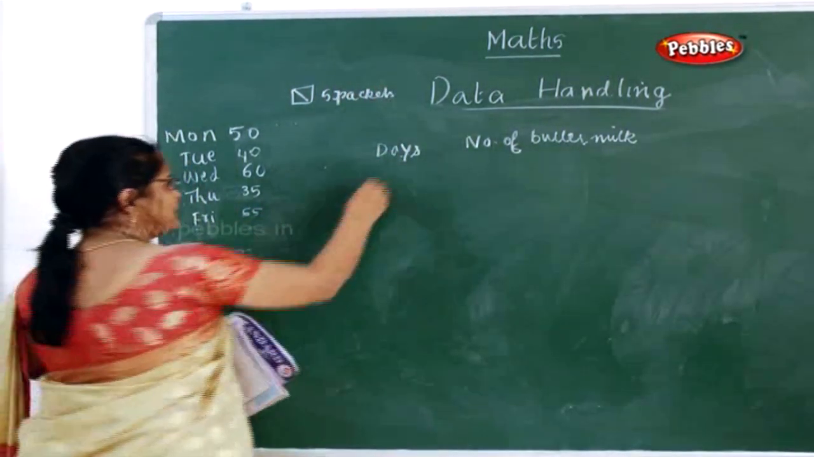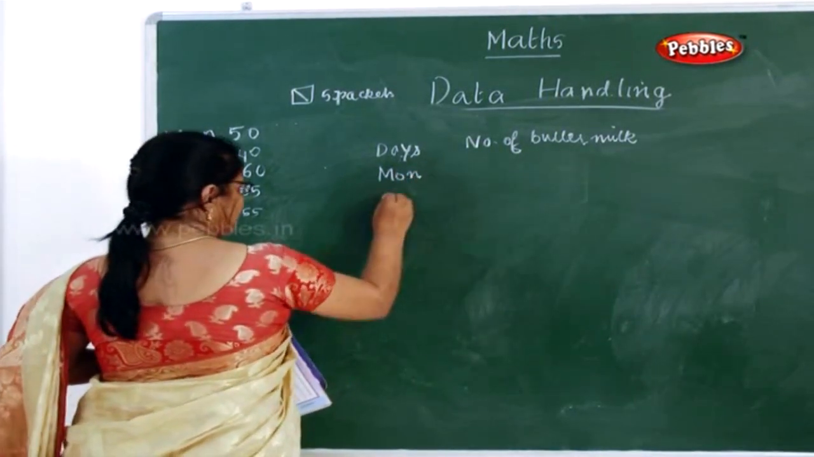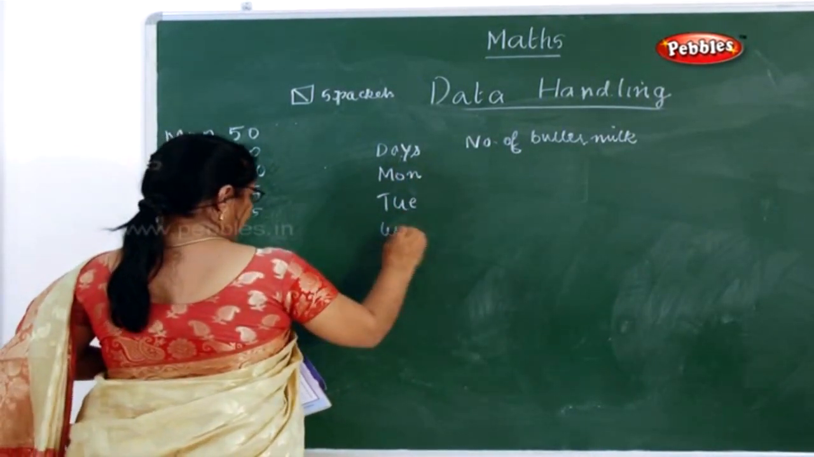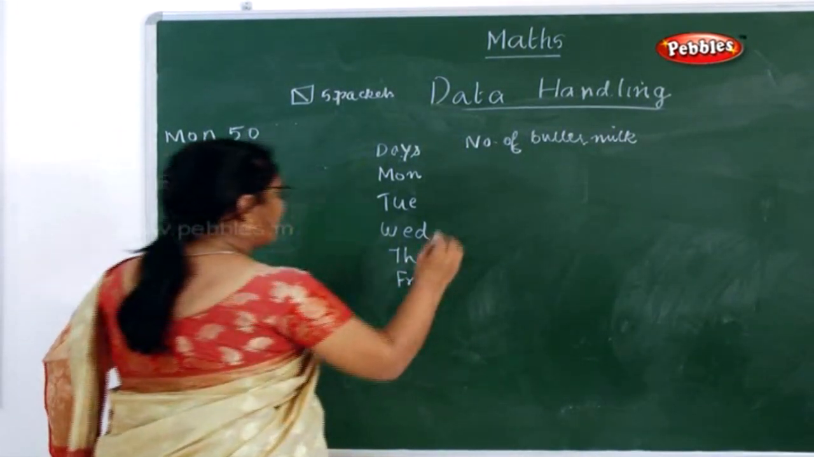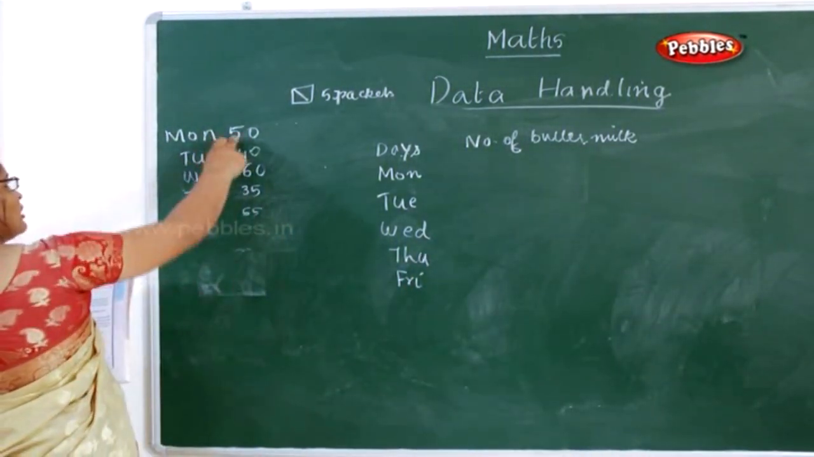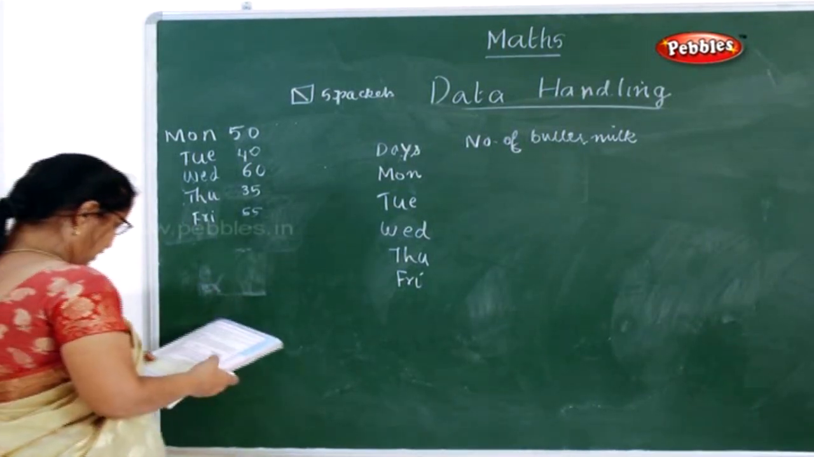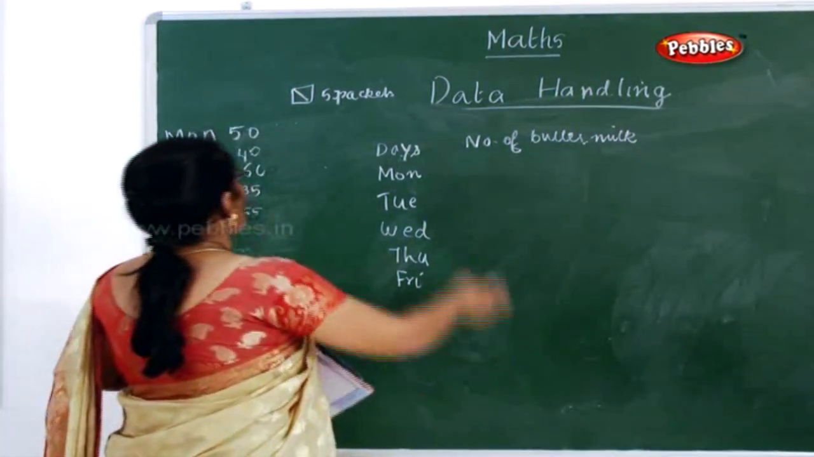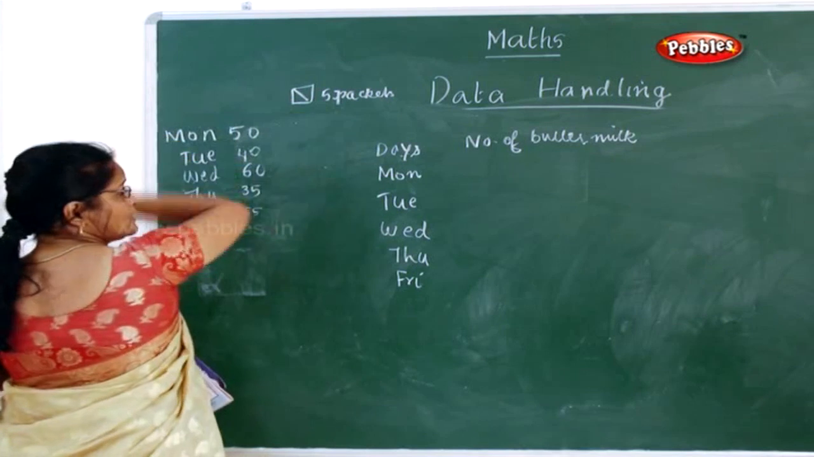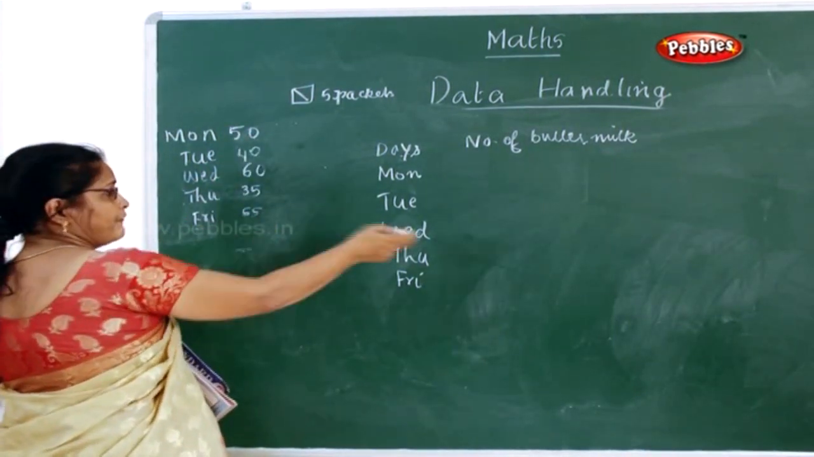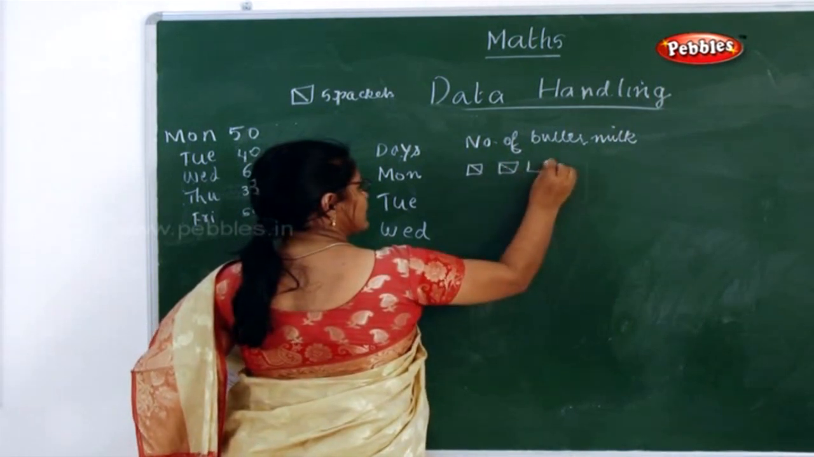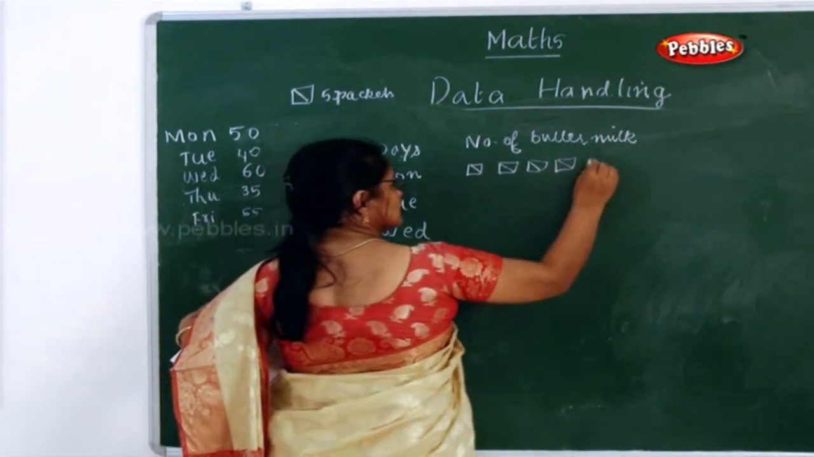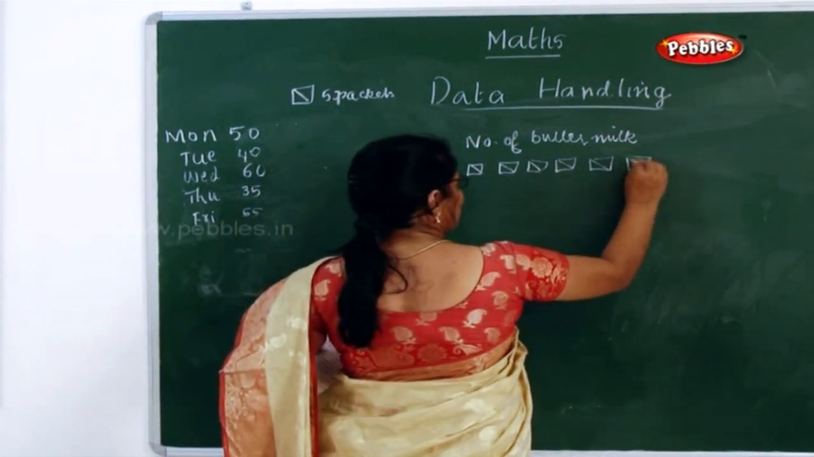Now what is Monday? Then Tuesday, then Wednesday, then Thursday, then Friday. Now you tell me, Monday how many were there? 50. Is it clear? Monday it was 50. Now I told you 1 represents 5. So how many packets do I have to draw here? You have to draw 10, because 10 5s are 50. This is how you draw the pictograph.